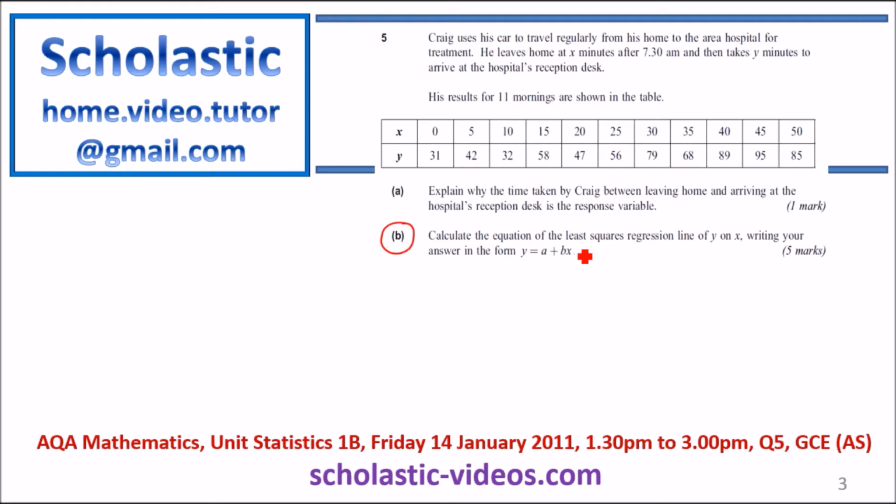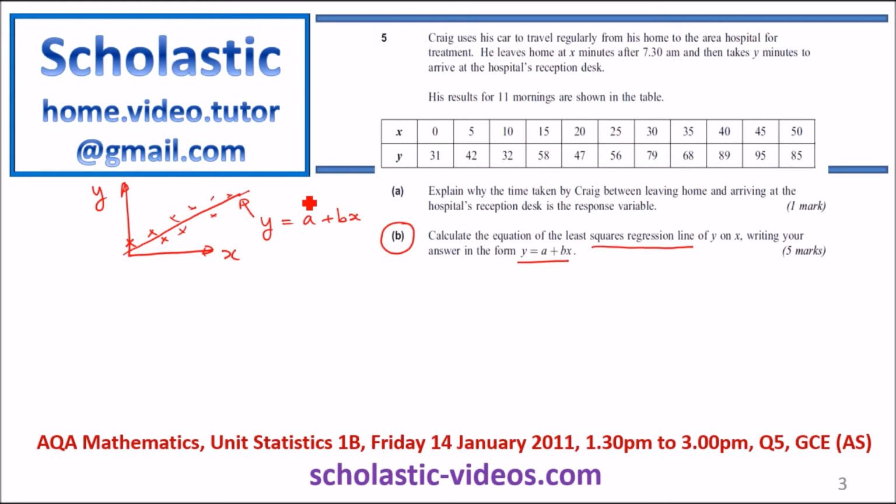Calculate the equation of the least squares regression line of y on x, writing your answer in the form y equals a plus bx. What does this mean? Basically, a regression line is something where you plot the value of x versus y, for example 0, 31, 5, 42, 10, 32, like that. You can plot these values in a graph and draw a line to best fit the points. So the equation that fits with the least squares errors is called y equals a plus bx.